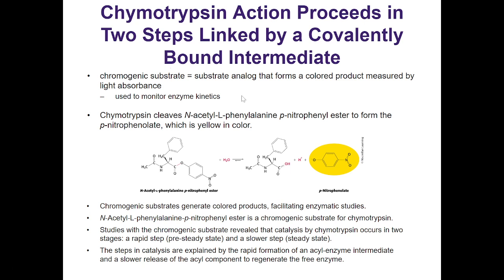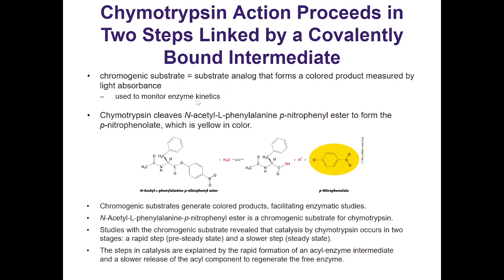Anyways, so chymotrypsin action is actually going to proceed in two steps. This is linked by a covalently bound intermediate, of course, which we had discussed several times now, because it's just such a good example for it. The chromogenic substrate is going to be a substrate analog that forms a colored product measured by light absorbance. That's where the chromogenic name comes from, by the way. Chromo as in coloring, okay? As in like chromatography.